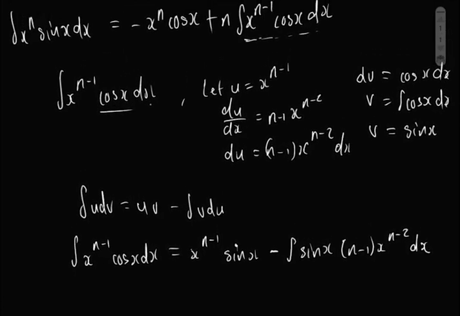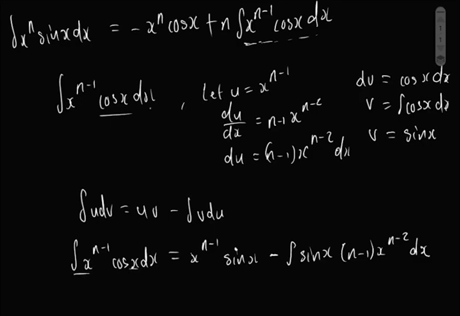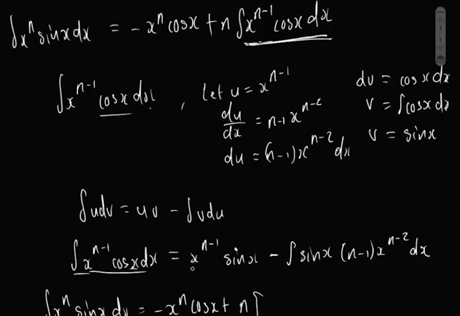And what we can do, we can now put back this. This comes from here, so we can now put it back. So we can say the integral of x to the n sine x dx is actually equal to negative x to the n cos x plus n multiplying this whole thing now. That's x to the n minus 1 sine x minus integral of sine x multiplying n minus 1 x to the n minus 2 with respect to x, you close.